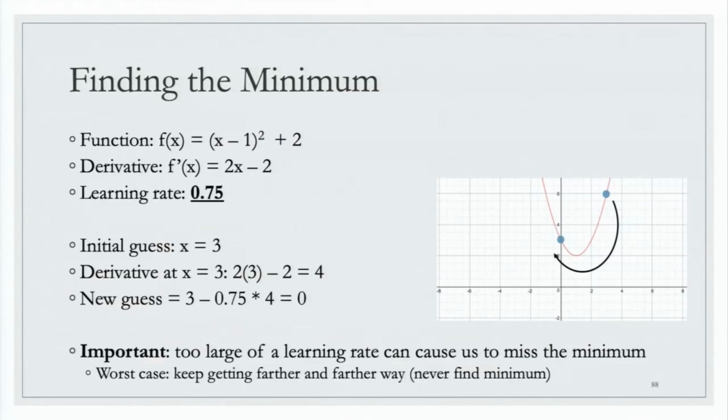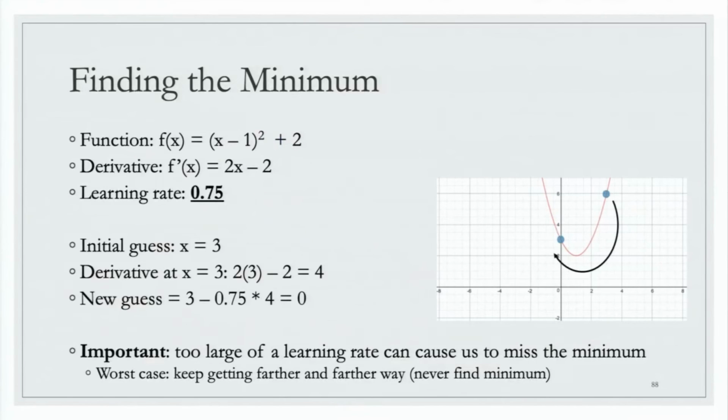Too big of a learning rate can make this process take longer. If I had used a 1 for the learning rate instead of 0.75, I would have gone from here to here and back and forth. And I would have constantly bounced between those 2 points, and I never actually would find the minimum. Even worse, if I used a value more than 1, I would overshoot more and more each time and move as far away as possible from the minimum.